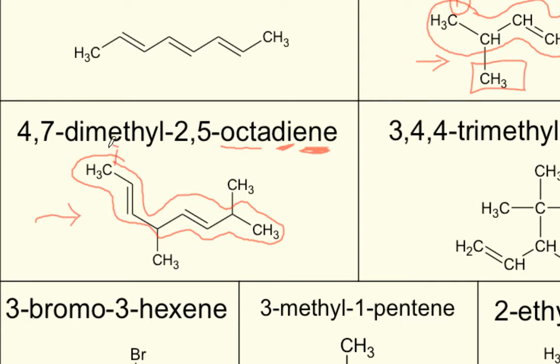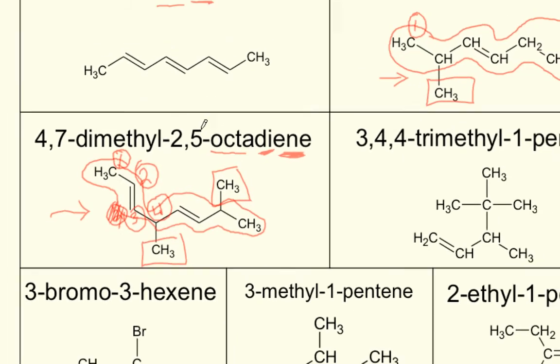So this would be carbon number 1, carbon number 2. No, that's not carbon number 2. Carbon number 2. I was skipping there. Carbon number 3, carbon number 4, and so on. So I see a methyl group on 4, 5, 6, 7, and my double bonds are on 2 and 5.